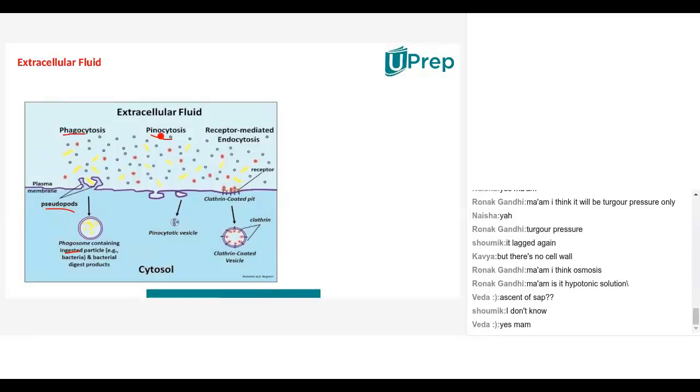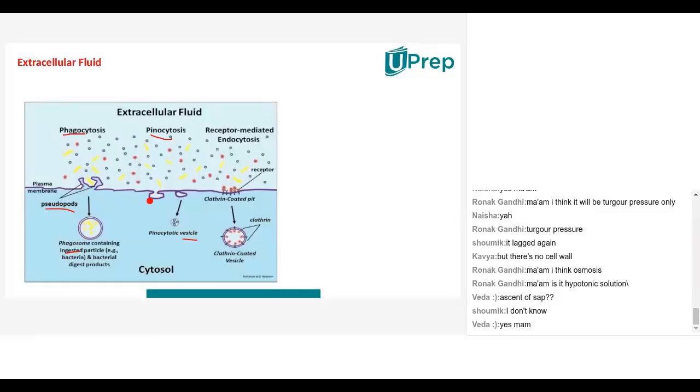Now pinocytosis: pino is nothing but taking in fluid material. Cytosis is always taking in material. If some fluid material is taken in, how will the cell membrane take it? It will not form any pseudopodia. It will just make some vesicles. This is the term called vesicle. Vesicle is nothing but bubbling off.